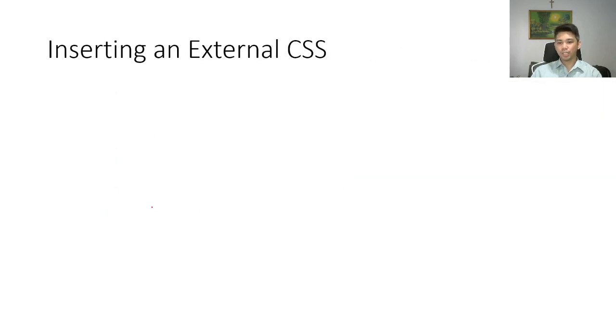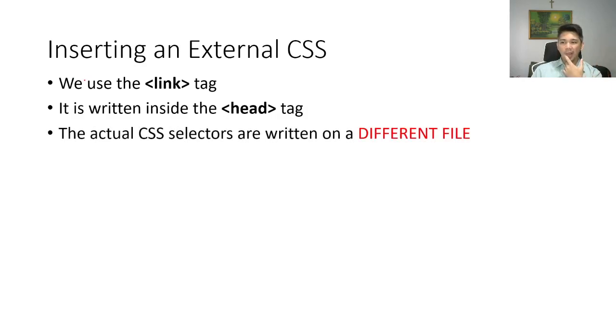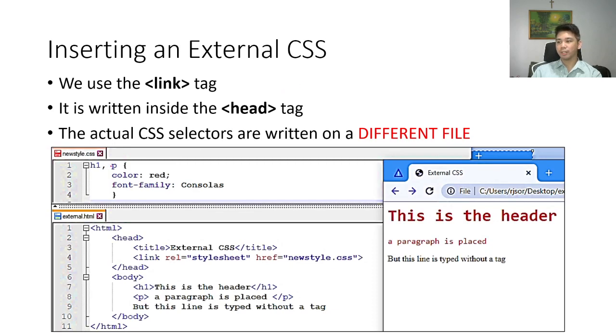Now, inserting an external CSS. Instead of the style tag, we will use the link tag. And again, it's also written inside the head tag. Now, the actual CSS selectors must be written on a different file. Look at this example. I have 3 pages here. I have the output here. I have the HTML document here. And the other file is for my CSS. Now, let's look at the head tag. This is our link tag.